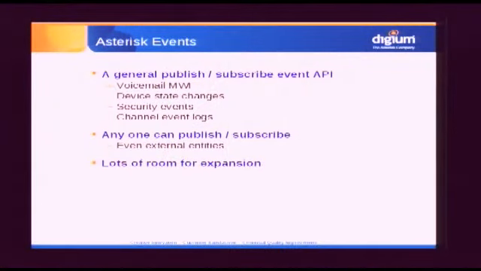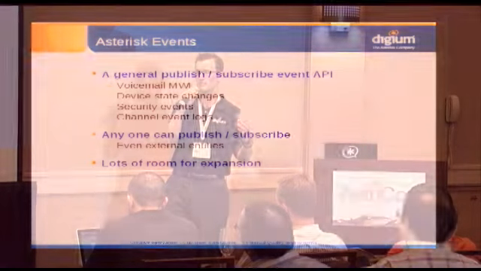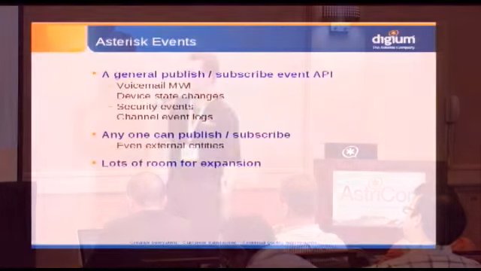Right now we've got a few different things in there. This is actually how voicemail message waiting indicators work. When app voicemail recognizes that a new voicemail has been left, it kicks off an event that says, I've got a new voicemail and the count is this. All the channels and everybody else who's interested in a new message being left have subscribed to that and say, oh, I've got a message. Do whatever is appropriate for my channel technology to notify people that there's a message waiting. There's device state changes, security events. This is also how the channel event logs work. So there's lots of room for expansion in this.